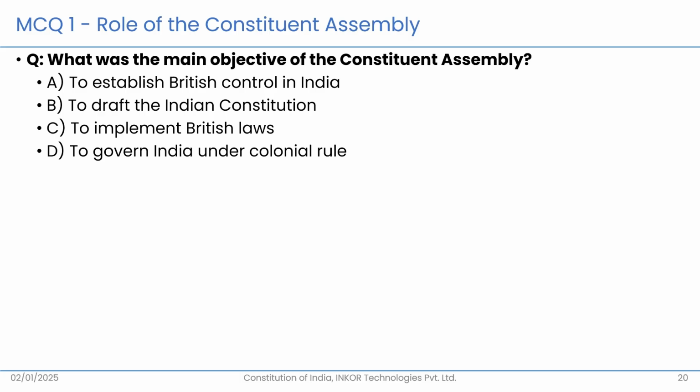Now, let's test your understanding with a question. What was the main objective of the Constituent Assembly? Your options are: A. To establish British control in India. B. To draft the Indian Constitution. C. To implement British laws. D. To govern India under colonial rule. Take a moment to think before we reveal the correct answer.